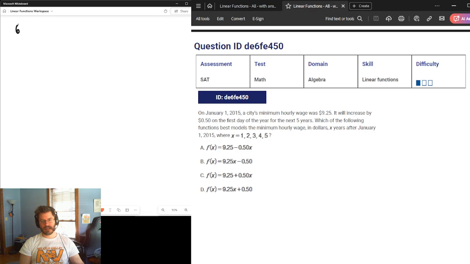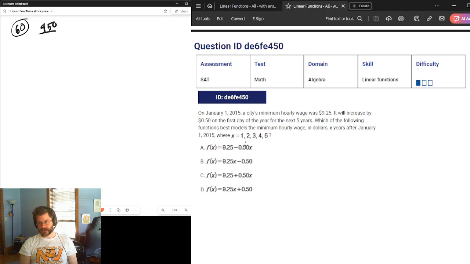60. 450 is the code. All of our answer choices are slope-intercept form. Mixing up slopes and y-intercepts. Notice where the x is. It's bopping back and forth there. X is second, first, second, first. The thing attached to the x is always the slope.